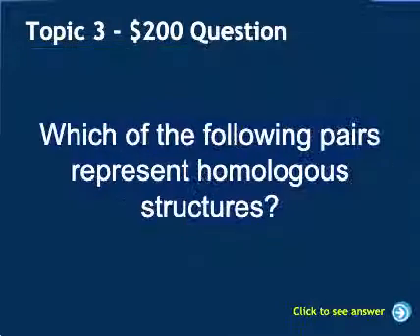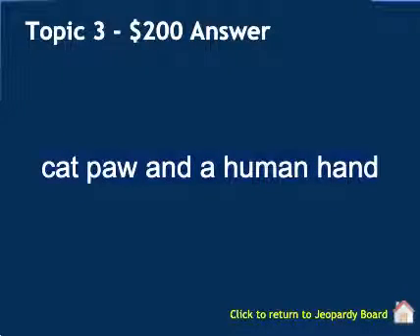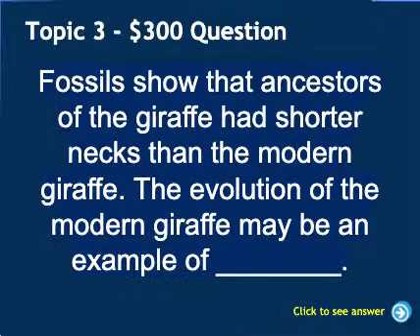The next one, which of the following pairs represent homologous structures? Homologous structures meaning that they're somewhat similar, even though evolutionarily they're not related at all. A cat paw and a human hand. You know, they still have finger-like things and they serve a purpose, but not related at all. All right. Fossils show, let me go to the next ones.